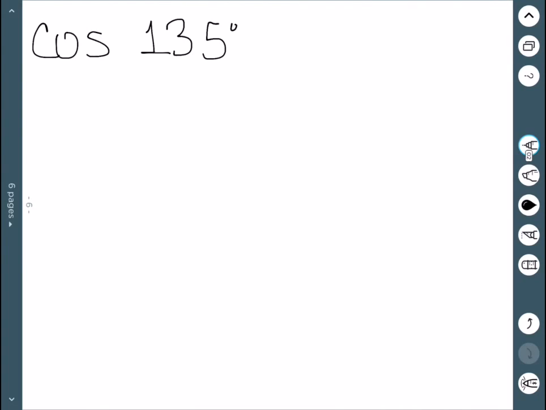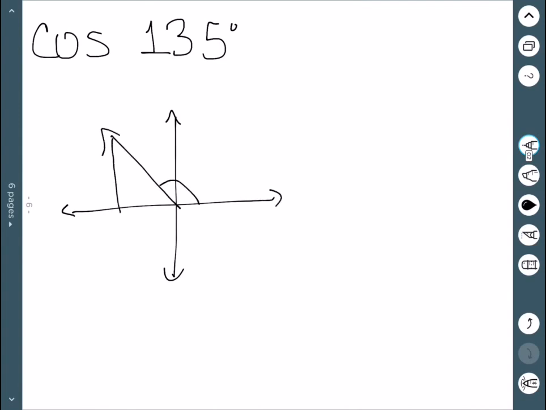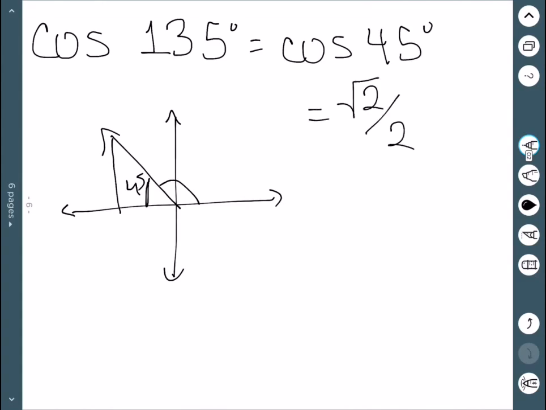We can then find exact values for different things using these reference angles and the fact that a reference angle and a regular angle will have the same trig functions. For example, cosine of 135, here's 135. The reference angle here would be 45. So this is the same thing as cosine of 45 degrees, which we know is root 2 over 2.